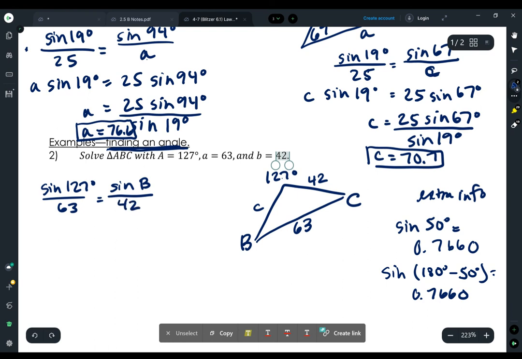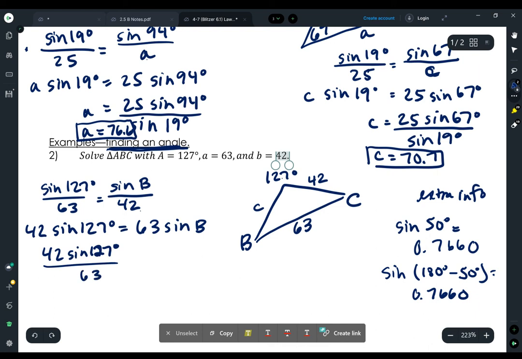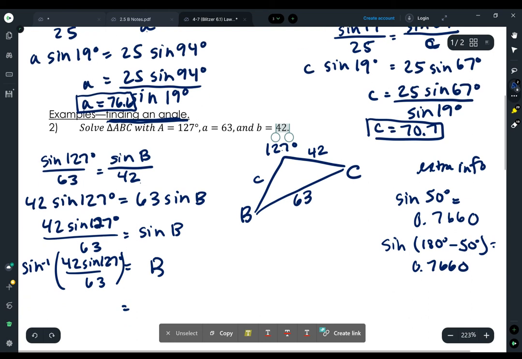Okay, and then of course we're going to multiply both sides by 42, multiply both sides by 63. So 42 sine 127 equals 63 sine B. And then we would divide by 63. And then I would have to take the sine inverse to get B by itself. So B is going to be the sine inverse of 42 sine 127 all over 63. So that gives me an angle for B that is 32.2 degrees.